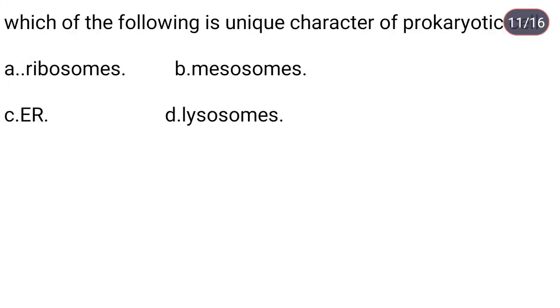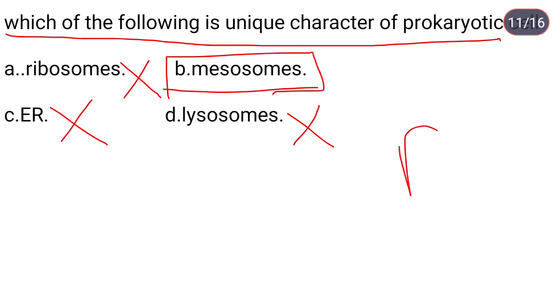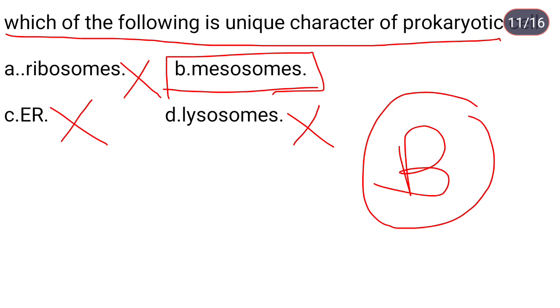Next question is which of the following is a unique character of prokaryotes. Ribosomes are present in both eukaryotic as well as prokaryotic cells. Endoplasmic reticulum is present in eukaryotes. Lysosome is present in eukaryotes. So the answer is mesosome, option B. These are the unique character of prokaryotes.